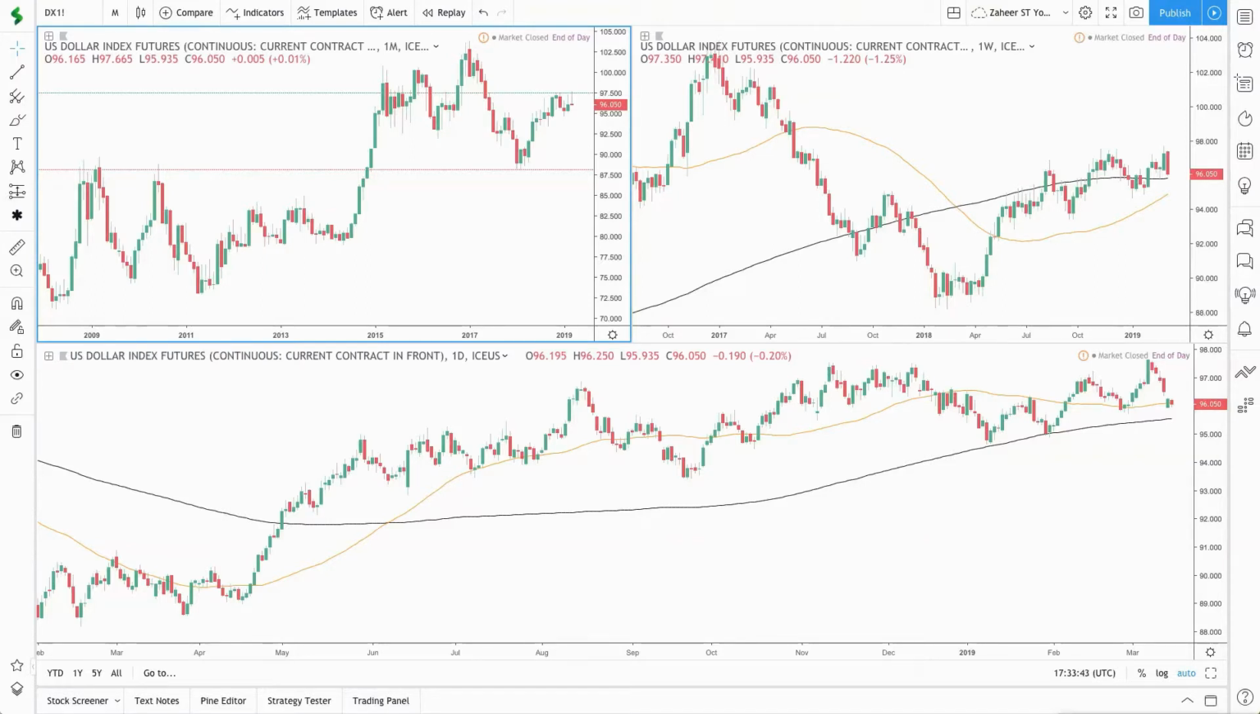This is your weekend forex analysis. We have 3 pairs plus the dollar index to get through. We will start with the dollar index, starting with the monthly time frame in the top right corner.